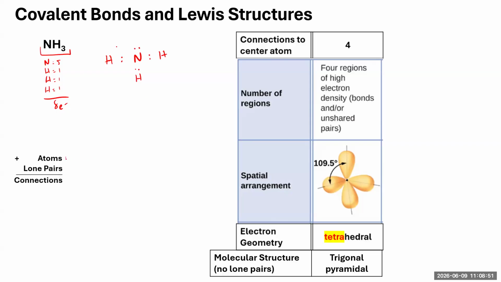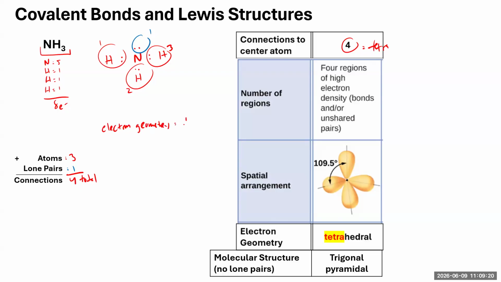All right, let's count atoms. We have 1, 2, 3, 3 atoms. For lone pairs, we have 1. So that means we have 4 connections, 4 total. If we have 4, that means tetra. So the electron geometry is tetrahedral.